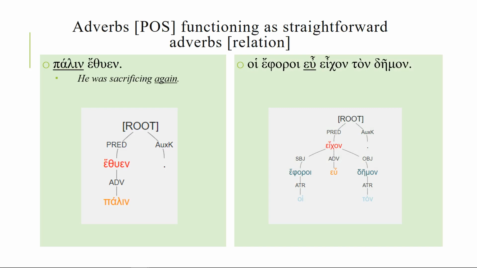Hoi ephoroi au, and again, you pronounce that, even though it's a diphthong, it's sort of an au sound. Eichon ton daemon. So the ephors held the people well, right? The ephors treated the people well. This is the same phrase again.